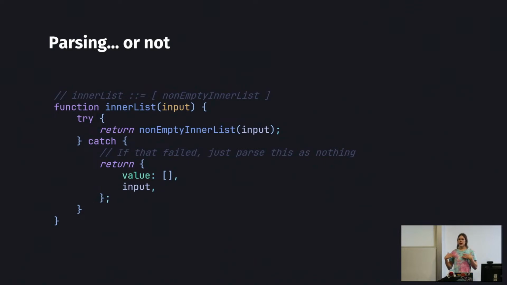What about an optional type? If you remember in our grammar for our recursive list, which is what we're trying to parse right now, we had that the inner list could be empty. So how do we do something like that? Well, it's just another try-catch. We try to parse something. If it fails, then we just say it doesn't matter, and we return an empty list in the input. And that's basically it. That's how you do optional types in this case.